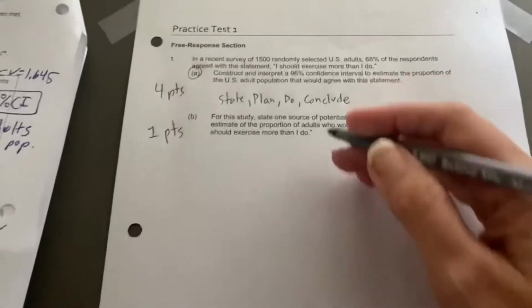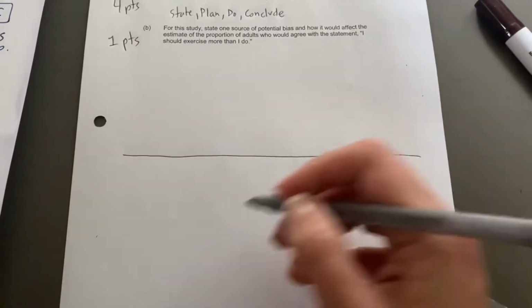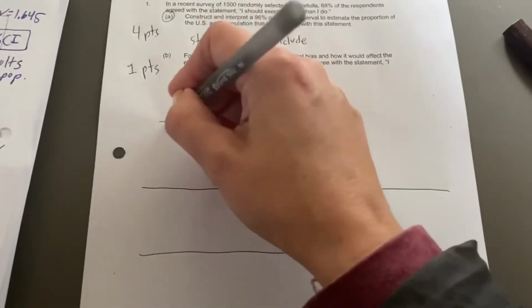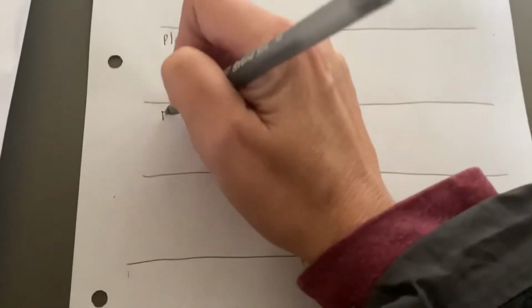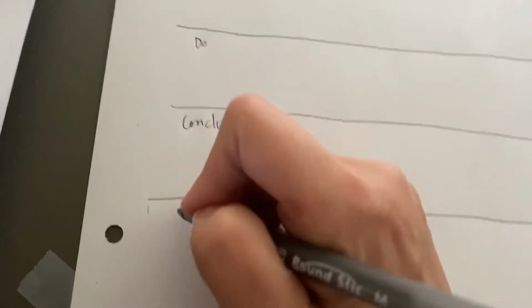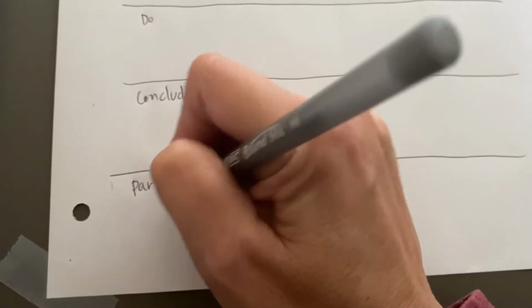Okay, so I need to section this off. So maybe something like that. Right? So I need to state, plan, do, conclude. If I'm going too fast, you can slow down the recording to any speed you want. And then this is part B. Okay?